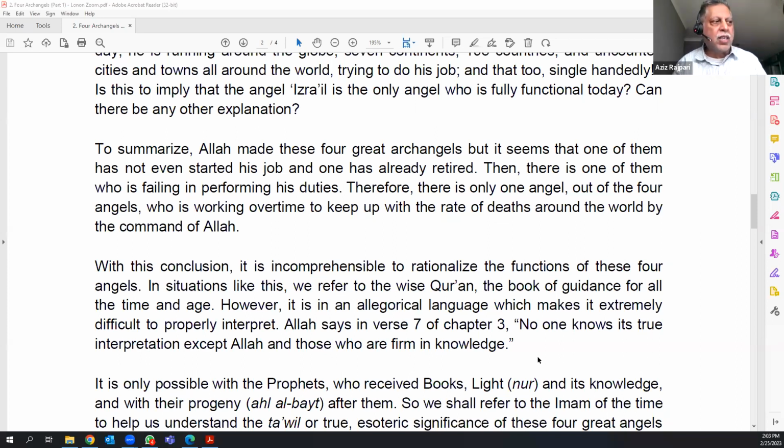In situation like this, how do we understand this? In situation like this, we refer to the wise Quran, the book of guidance for all the time and age. However, it is in allegorical language, which makes it extremely difficult to properly interpret. Allah says in verse 7 of chapter 3, no one knows its true interpretation except Allah and those who are firm in knowledge.